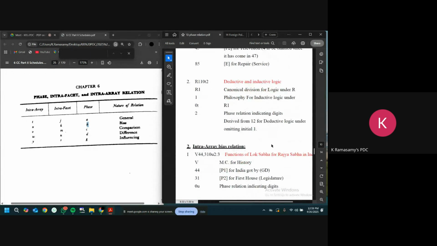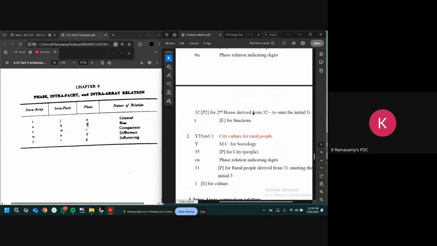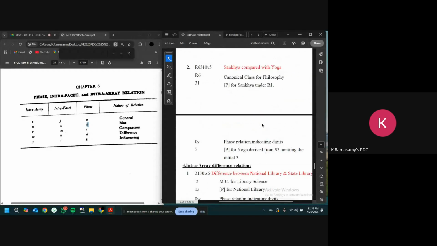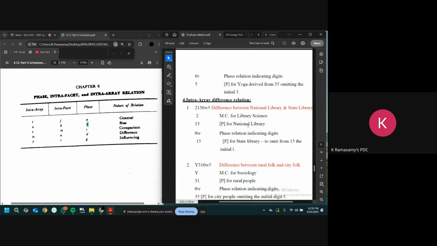For example, I go for a simple one to show you: the difference between National Library and State Library. What is the number for National Library? 13. What is the number for State Library? 15. Both are found in the main class library, but 13 is sitting in the first bench, and 15 is also sitting in the first bench. When both are in the first bench, this number starts with 1 and this also starts with 1. It means that they are in the same array. So what kind of relation is this? This is an intra-array relation.